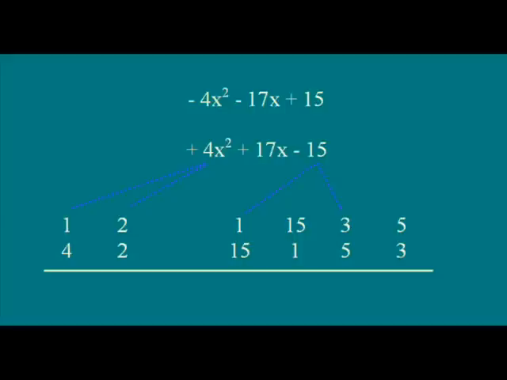The 4 factors into 1 times 4 and a 2 times 2, and the 15 factors into 1 times 15 and 3 times 5. Once again, make sure to flip those over so we cover all the possibilities. Now we're going to look at all those and try to get a 17 in the middle.